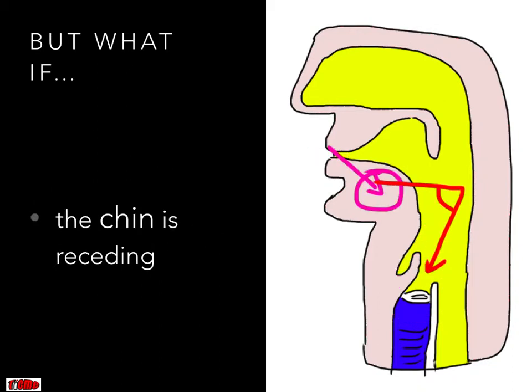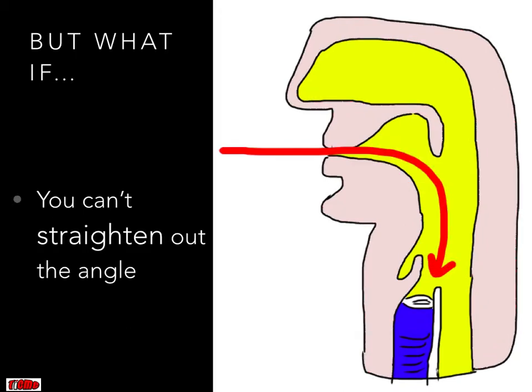What happens if you've got a small chin? Well, as you can see, what happens is the angle of approach suddenly gets much steeper. And so you've got much more work to do with a standard blade and positioning than you do normally. Also, what happens if you can't do any of that positional work to straighten out the angle?